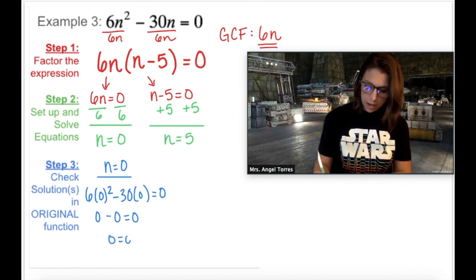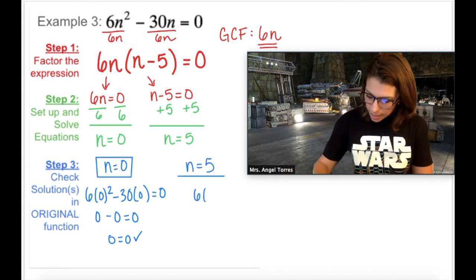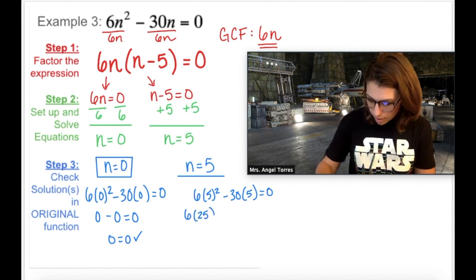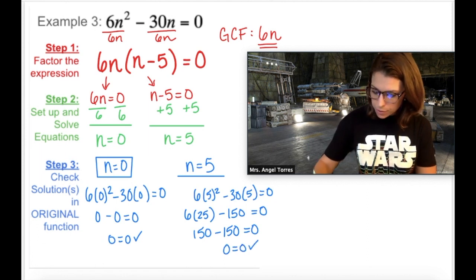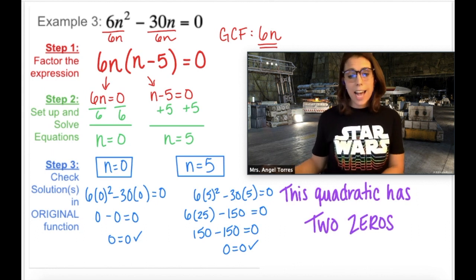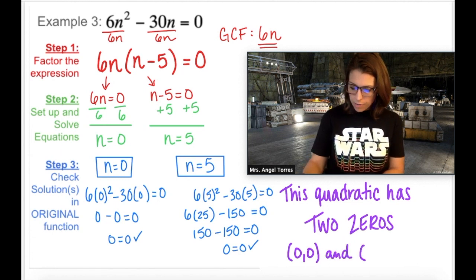And it would appear that 0 is a solution. Now let's check n equals 5. 0 equals 0, meaning 5 is also a solution. So what does all this mean? This means that the quadratic has two zeros. They are (0, 0) and (5, 0).